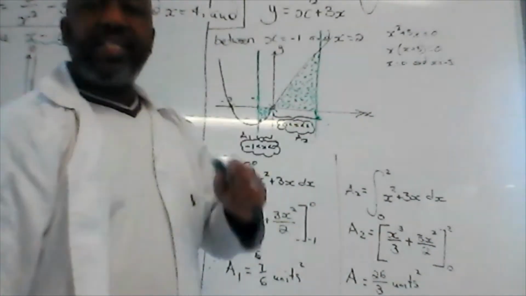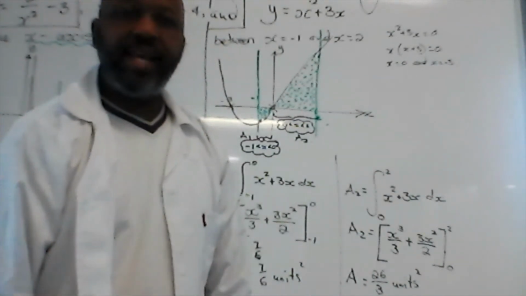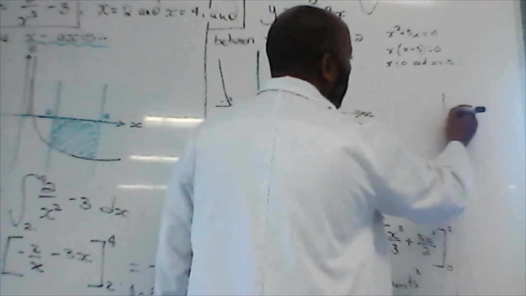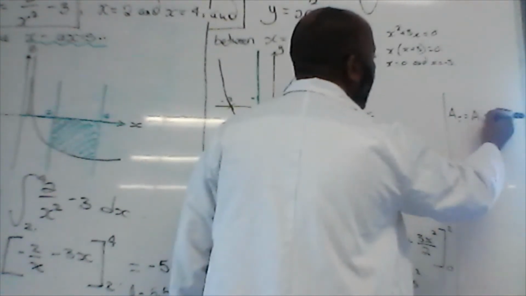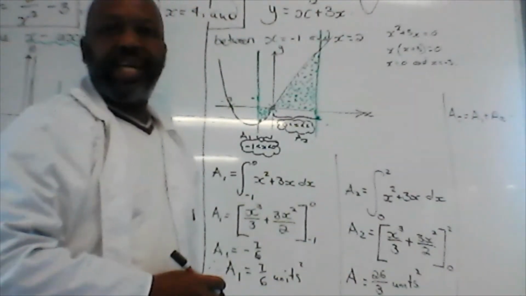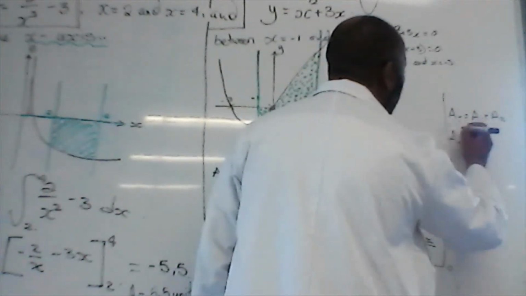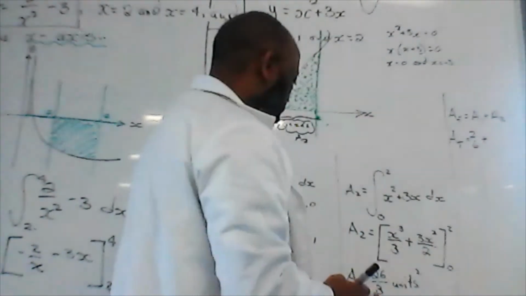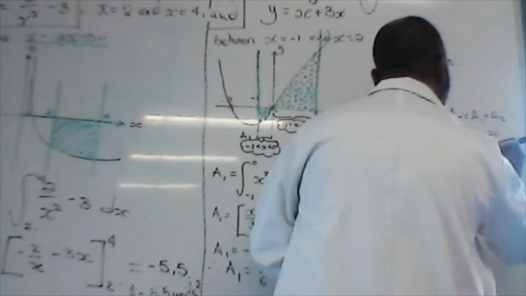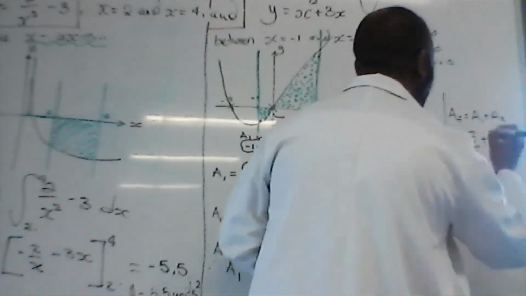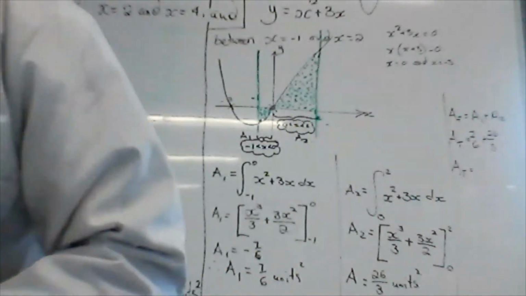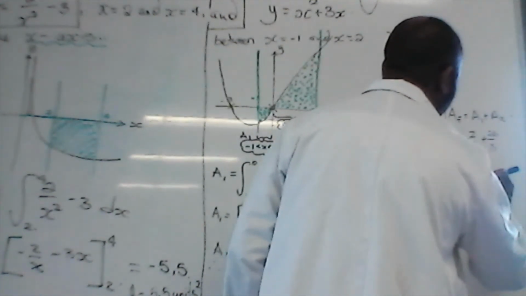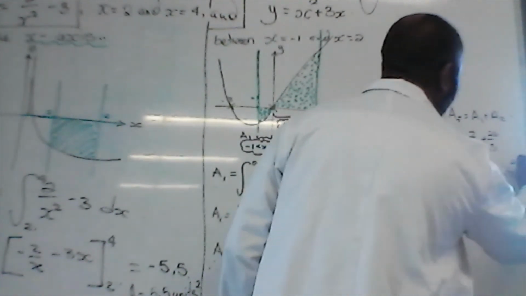The total area then, the rest as they say is maths. To find the total area, all I have to do is add area 1 plus your area 2. So your area total becomes 7 over 6 units plus 26 over 3 units. And your total area is 59 divided by 6, 59 over 6 units squared.